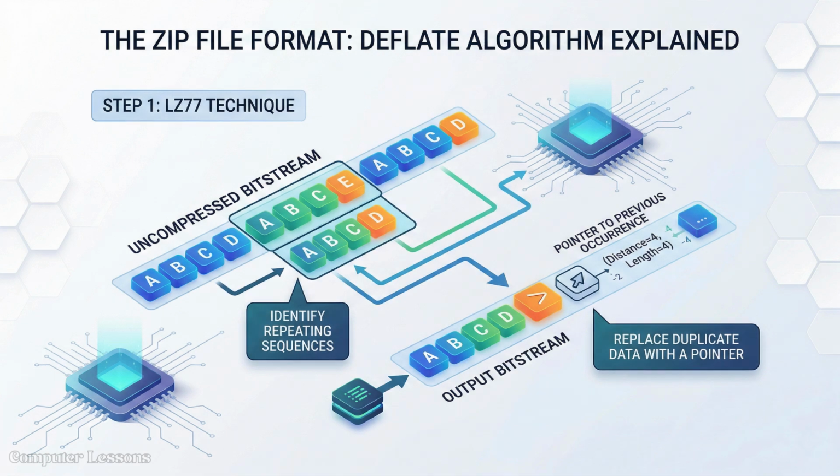The zip file format utilizes the DEFLATE algorithm, which combines two distinct mathematical strategies for maximum efficiency. It first identifies repeating sequences of bytes using a technique called LZ77. This hardware-level approach replaces duplicate data with a pointer to a previous occurrence of that string.